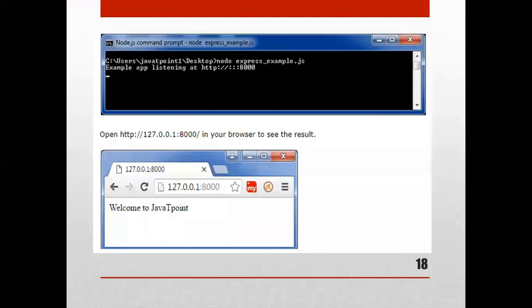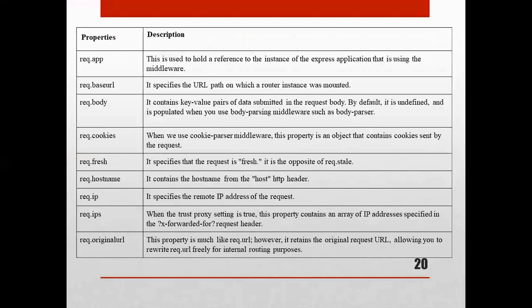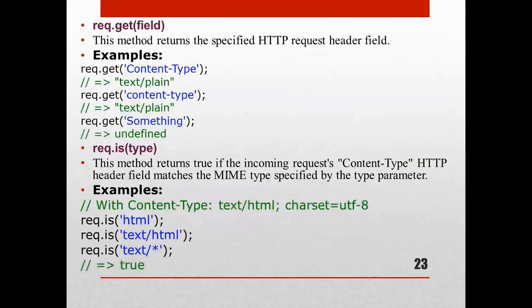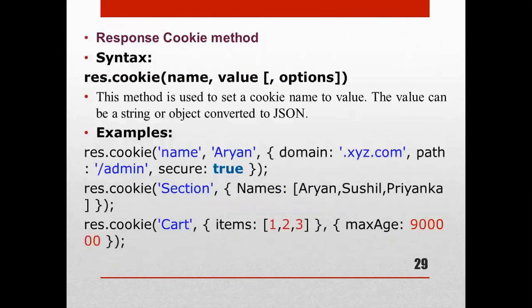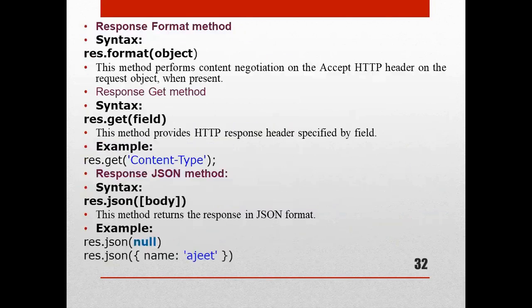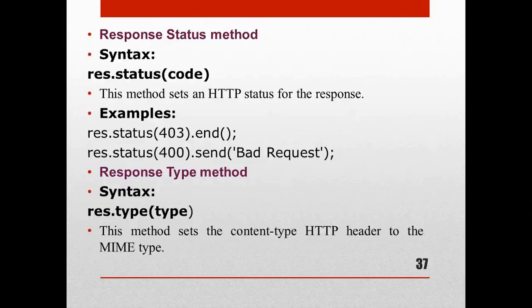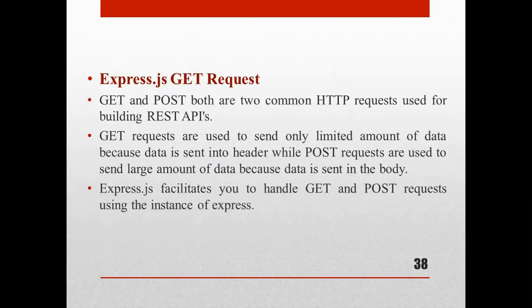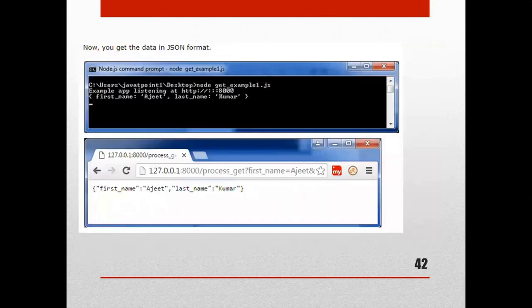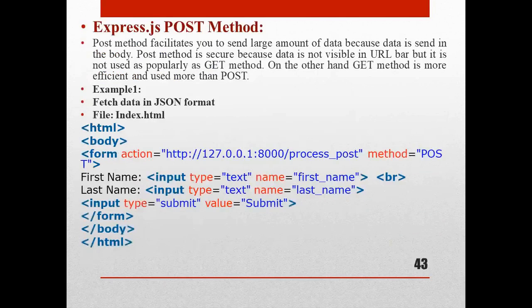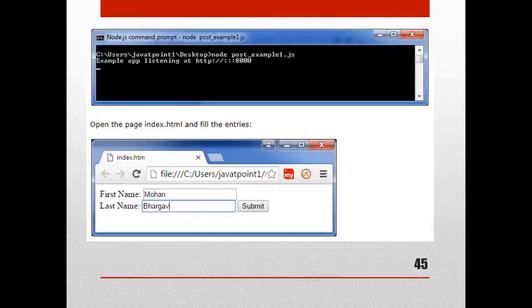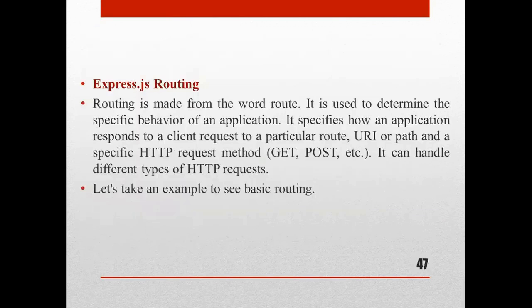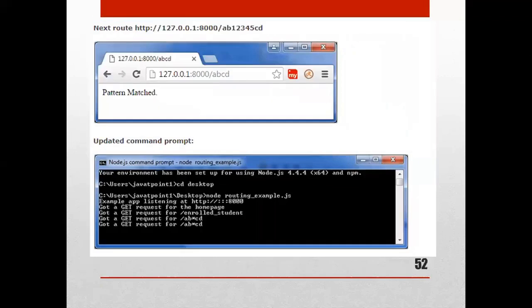Then we have seen an example for Express.js, then the request and response objects with the methods. Then we have seen the response methods, then the Express.js get request. That is, we have seen the get and post methods for the REST API with examples. We have seen the Express.js post as well as get method. And we have seen Express.js routing with examples.